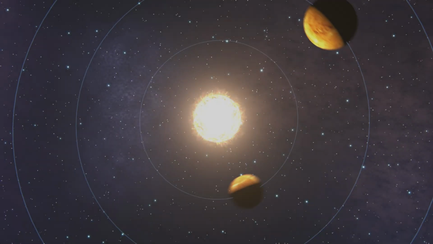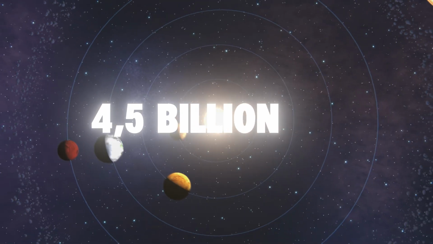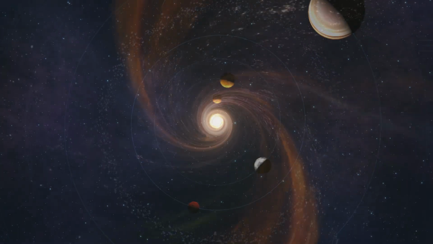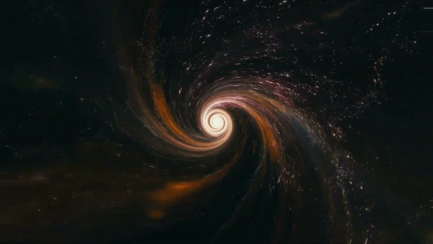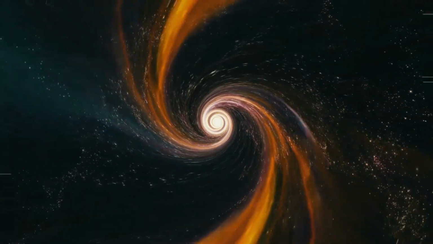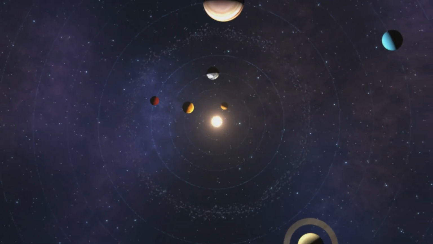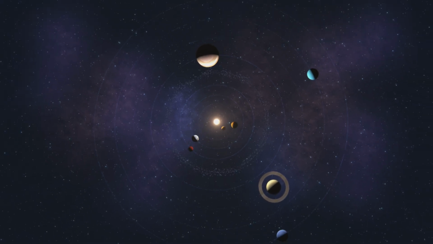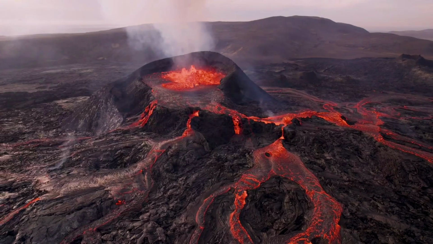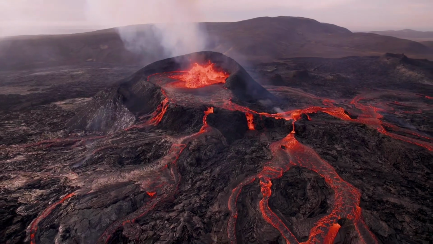Let's begin at the very start. More than 4.5 billion years ago, our solar system was just a cloud of dust and gas that began collapsing under its own gravity. At the center of this chaos, the sun was born, and around it, planets, including Earth, started to form. Earth, as we know it today, looked entirely different back then.